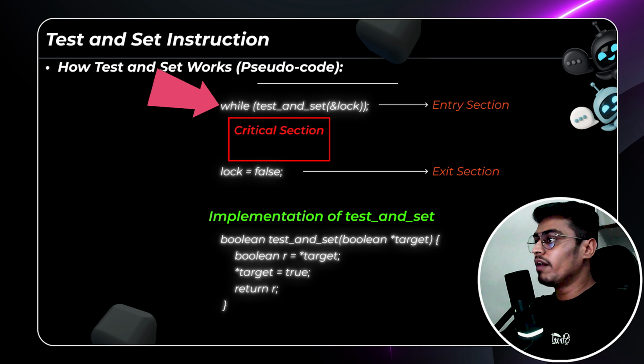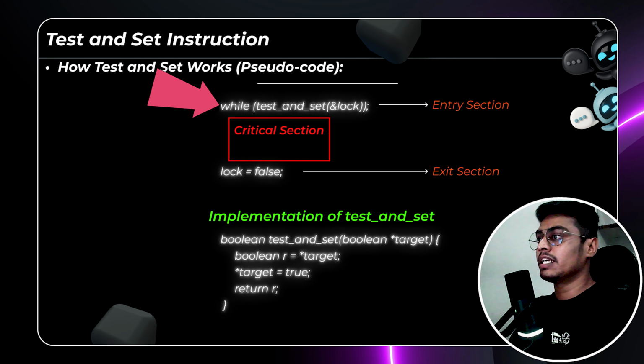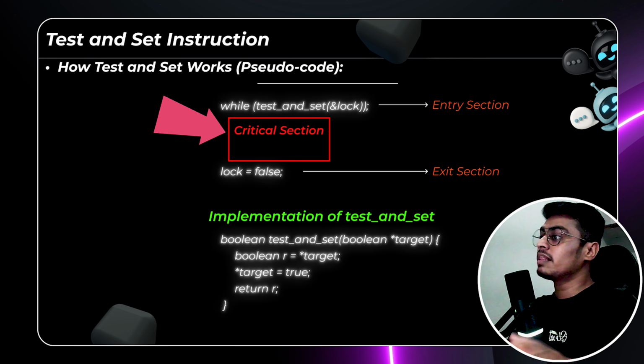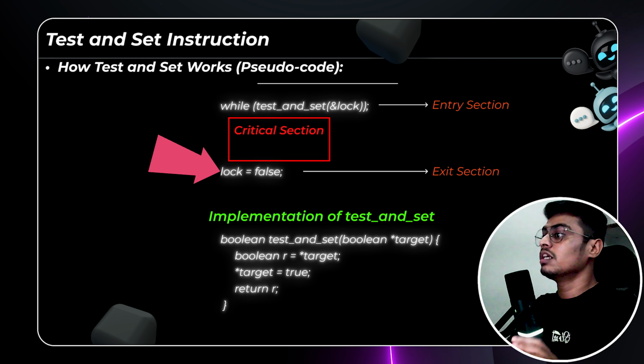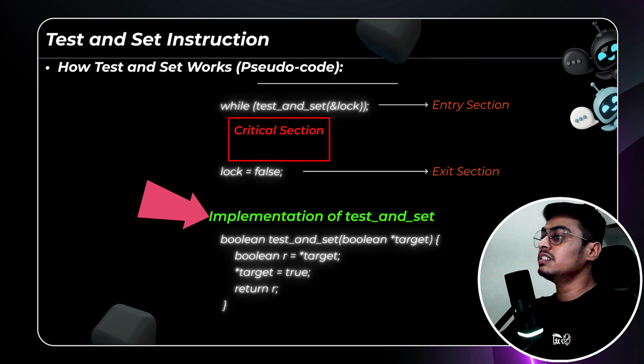The entry section: while (test_and_set(&lock)); then the critical section, and then the exit section code is lock = false. Now the test and set function is implemented in hardware as an atomic operation. Now what is the atomic operation for this?